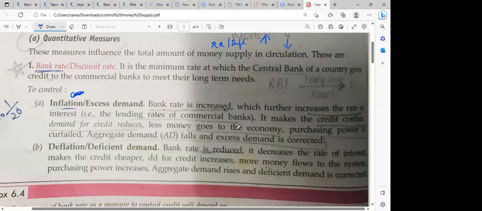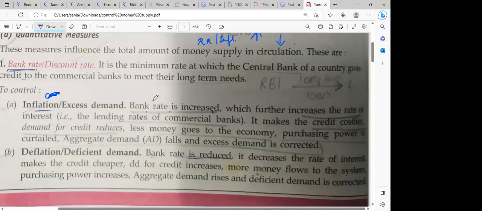Okay, now listen to it very carefully. Just understand the first scenario. An entire story you can write it on your own. And this story is very, very important. So let's just start. Inflation and the excess demand. So over here, when there is excess demand, what will the bank do? They will increase their rate? Yes or no?